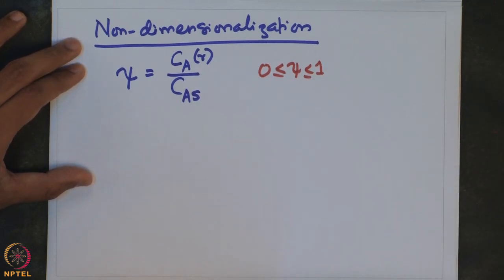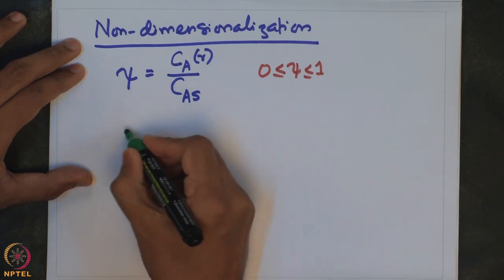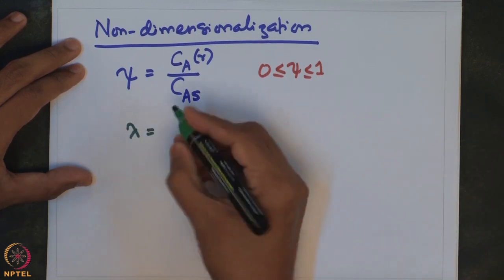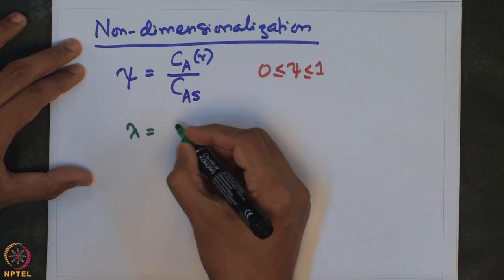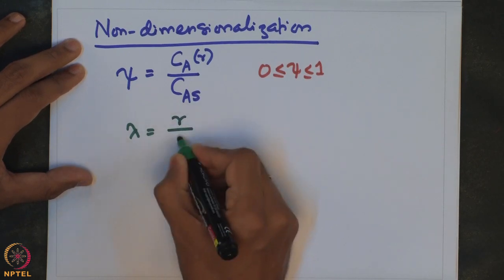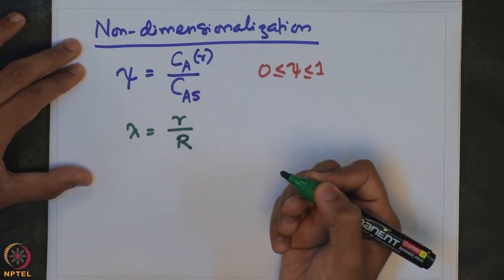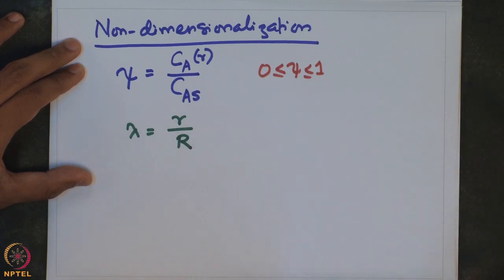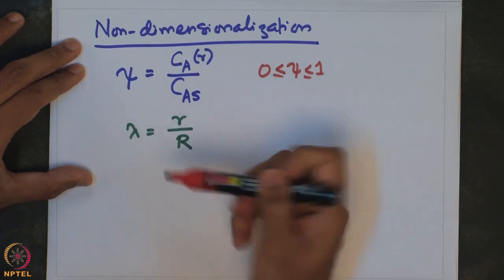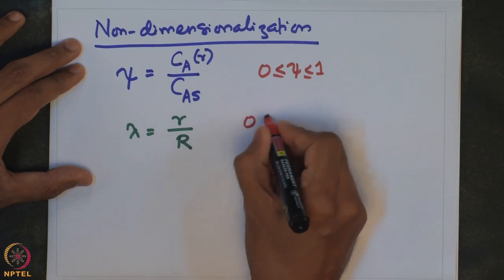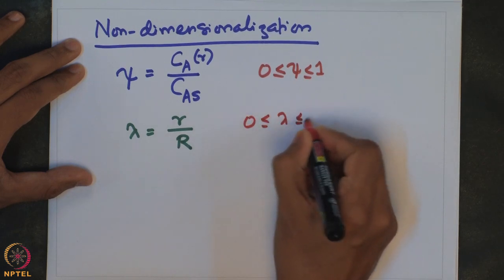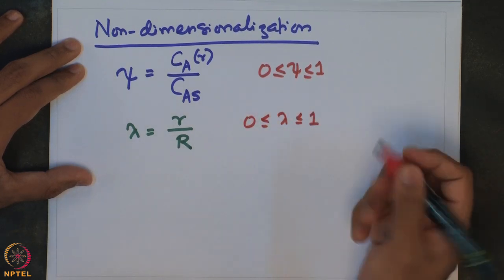Let us also define the non-dimensional quantity for position, because the model equation has both concentration and position. Let us define this as lambda equal to r by capital R. What will be the range for lambda, which is the dimensionless position? Once again, clearly lambda is always between 0 and 1.